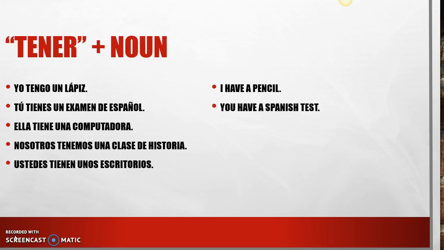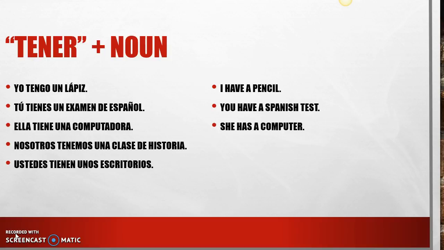Tú tienes un examen de español. Since our subject is tú, we conjugated tener in the tú form. Tú tienes is you have. The noun, or what is being possessed, is a Spanish test, un examen de español. Tú tienes un examen de español is you have a Spanish test.